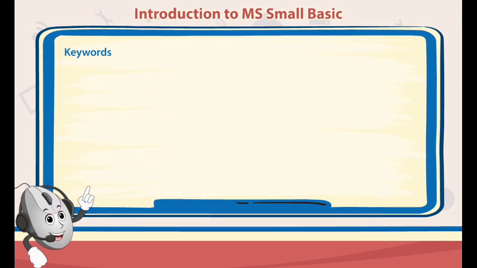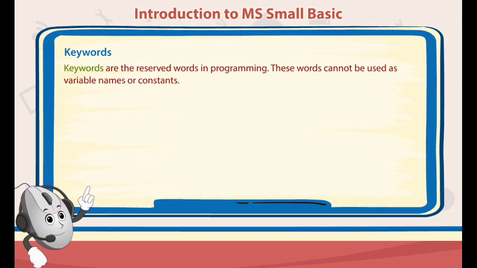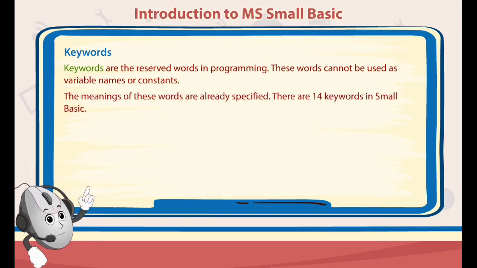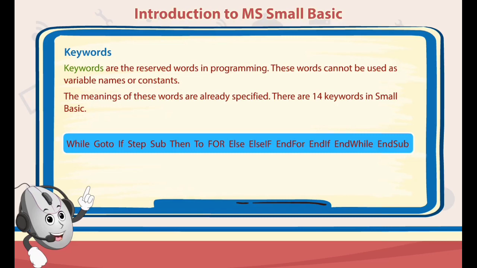False. Keywords. Keywords are the reserved words in programming. These words cannot be used as variable names or constants. The meanings of these words are already specified. There are 14 keywords in Small Basic: while, goto, if, step, sub, then, to, for, else, elseif, and, for, if, while, sub.